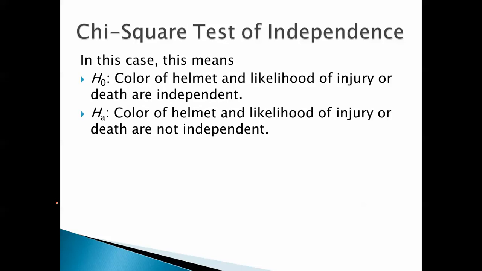In this case, this means the null hypothesis is that the color of the helmet and the likelihood of injury or death are independent. The alternative is that color of helmet and likelihood of injury or death are not independent. In other words, they're dependent.